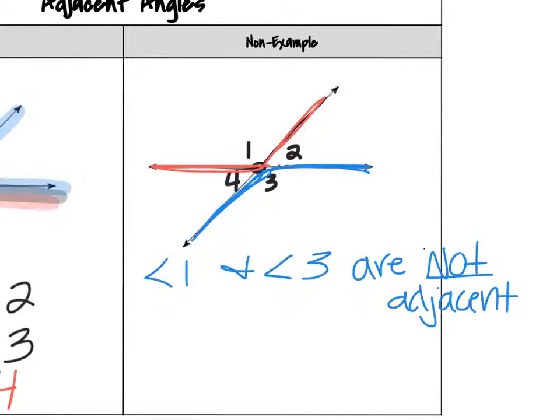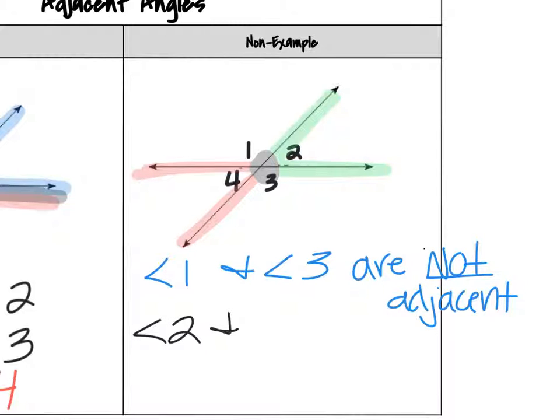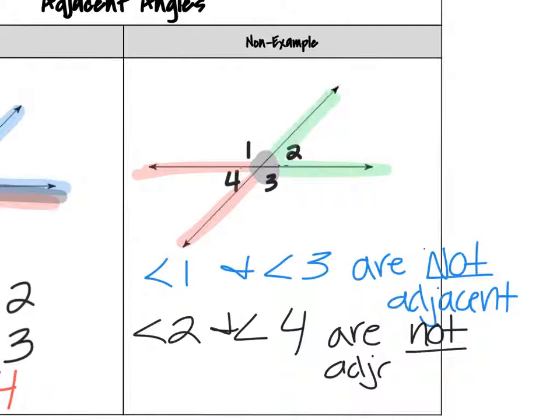What other ones do we see? I have angle 4 and angle 2. Again, they share this common point in the middle, but they don't share a common side. So angle 2 and 4 are not adjacent.